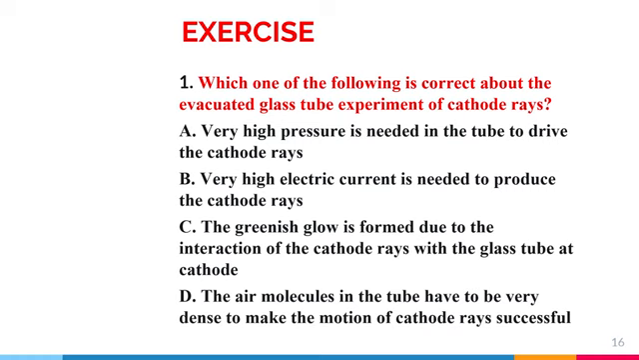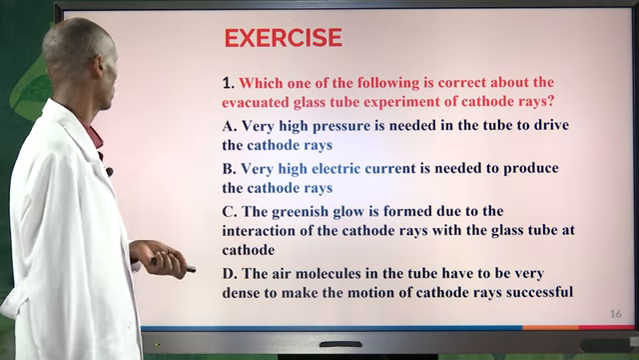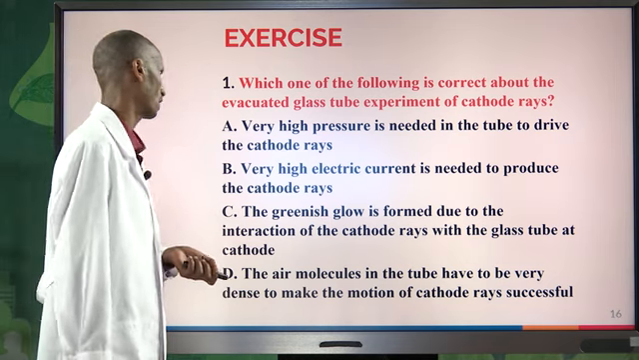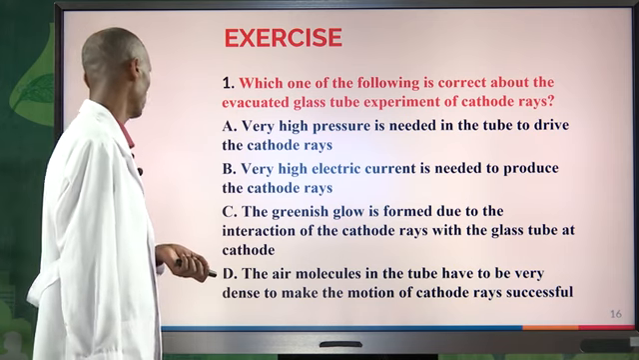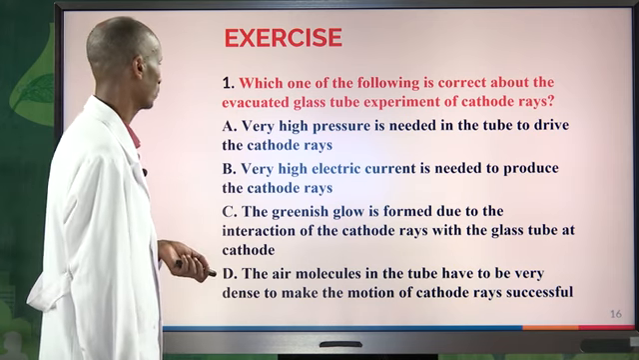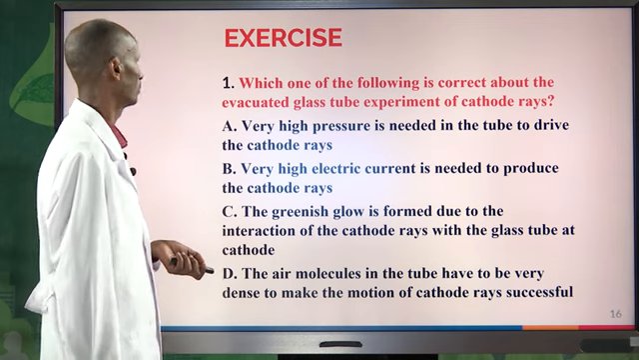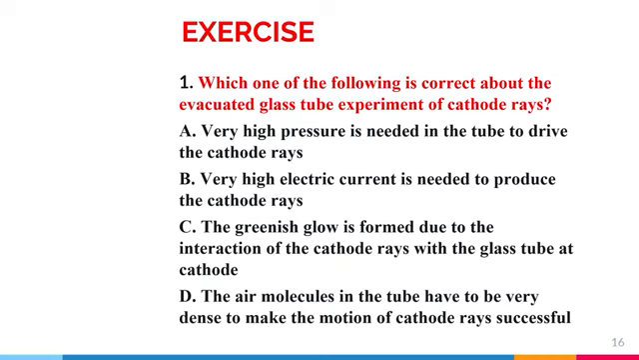A, very high pressure is needed in the tube to drive the cathode rays. B, very high electric current is needed to produce the cathode rays. C, the greenish glow is formed due to the interaction of the cathode rays with the glass tube at cathode. D, the air molecules in the tube have to be very dense to make the motion of the cathode rays successful. Which one of the following is correct?